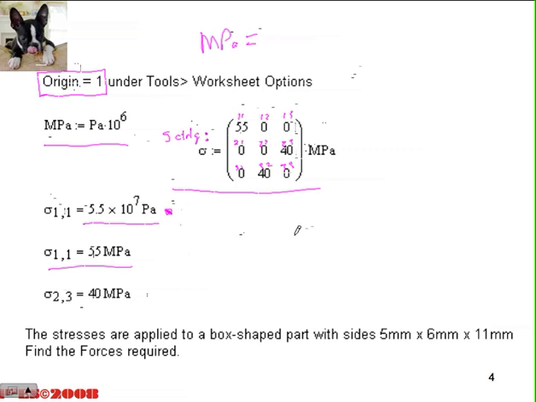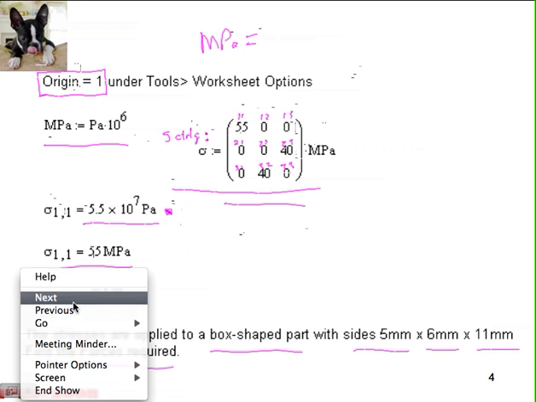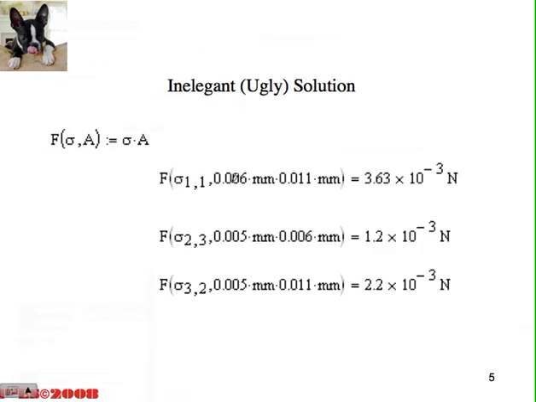Okay? Now, we're going to think about these stresses as being applied to a box-shaped part with sides 5 millimeters, 6 millimeters, and 11 millimeters, and we want to find the forces required. Kind of a bogus problem, but at least it shows the concept. This is an inelegant, meaning ugly, solution. So we can define this stress as F of sigma comma A is equal to sigma times A.